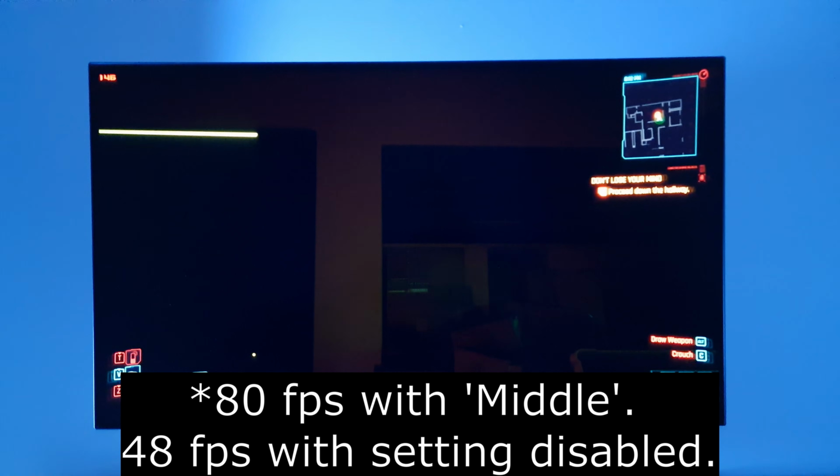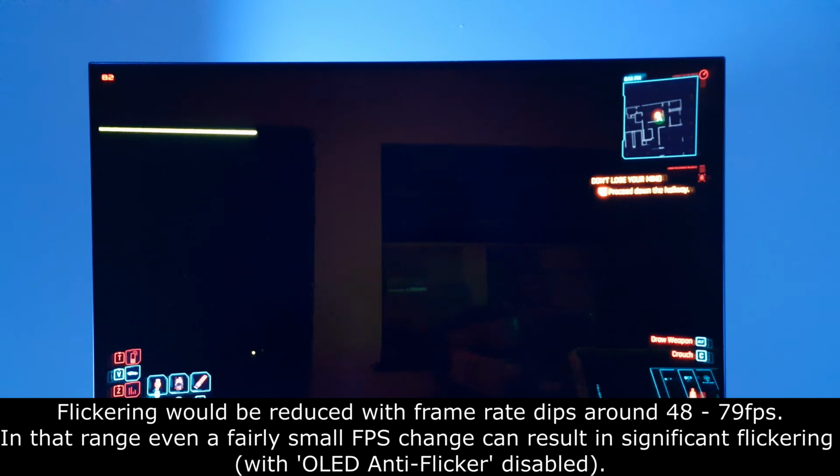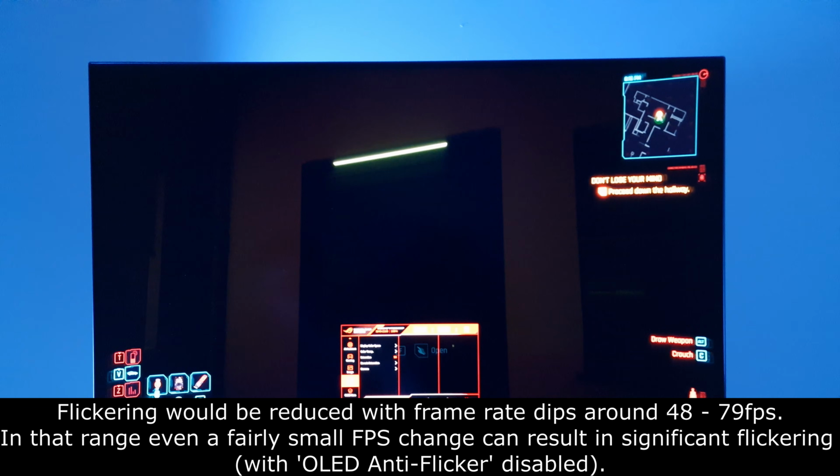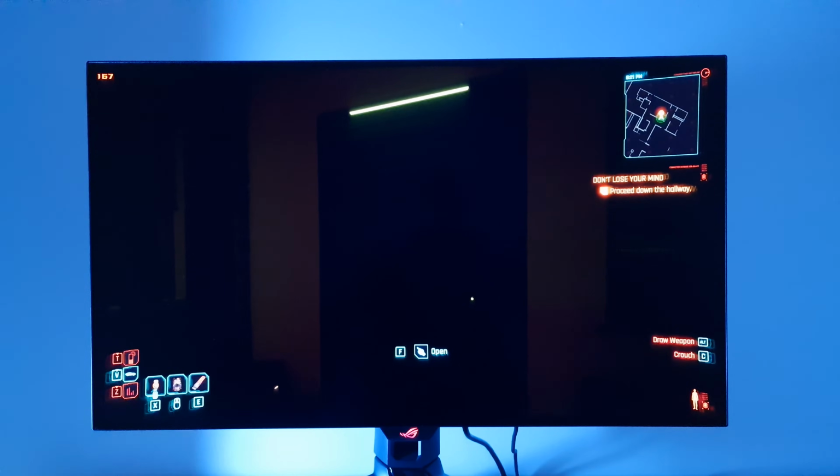Goes below that, LFC is used. Goes above that, normal VRR is used. So it really is quite situational. But there would be other scenes where this setting works better and reduces the flicker. It really just depends on what fluctuations are occurring. Using the high setting now, that does stabilize the flicker.